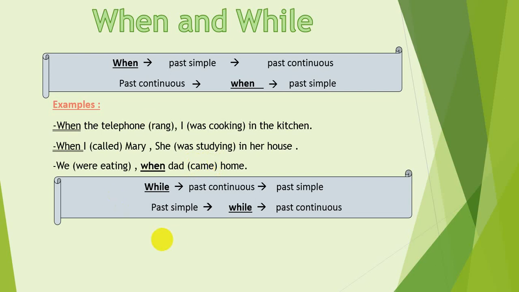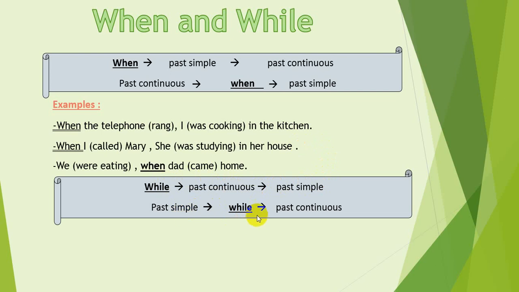Let us go to the usage of while with the past continuous. We have here while, and what comes right after it? That's different from when. Past continuous. While, at the beginning of the sentence, past continuous, and then past simple. Or what if while is in the middle of the sentence? It's going to be like this.